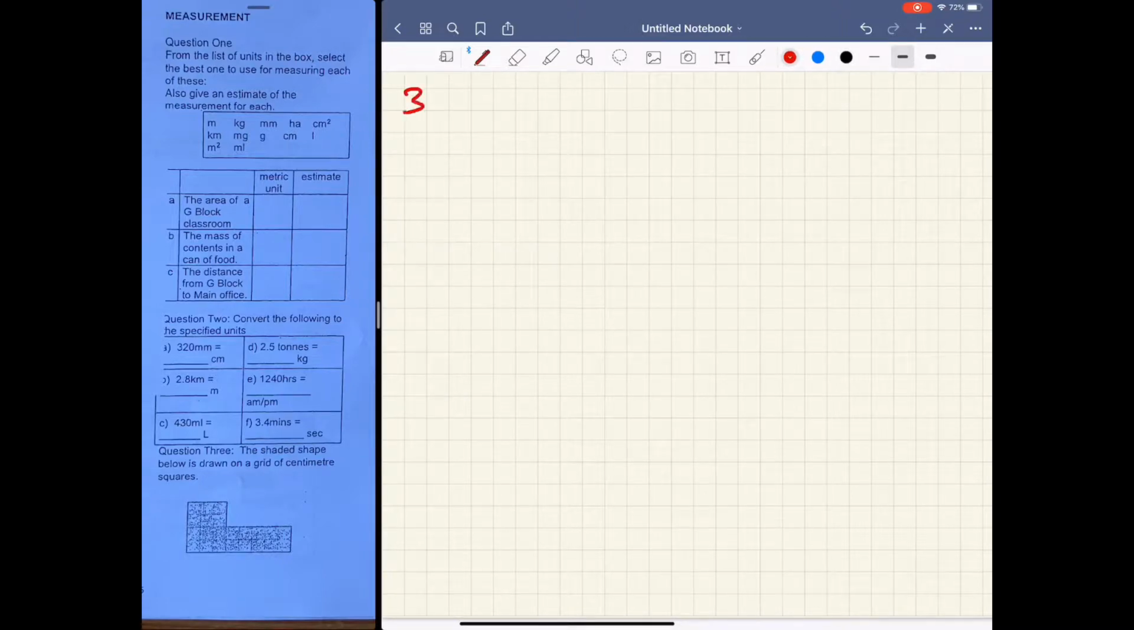Question 3. The shaded shape below is drawn on a grid of centimeters squared. So let's just draw this shape really quickly. It's got 4 units down, 1, 2, 3, 4, and 8 units across, 1, 2, 3, 4, 5, 6, 7, 8. And 3 across, 2 down, 5 across, 2 down.